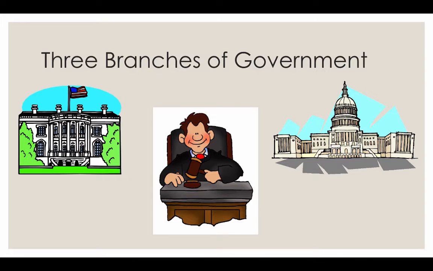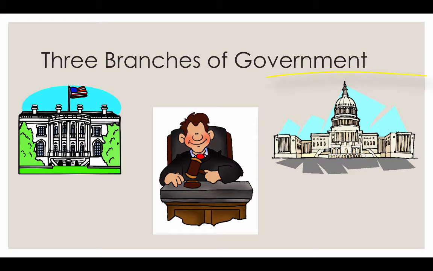Next, we have the judicial branch. The judicial branch of government is responsible for interpreting laws and deciding if laws have been broken. It includes our system of courts and judges. At the federal level, the Supreme Court has power over all other courts in the country on matters that involve the Constitution. It is made up of 9 justices, or judges.